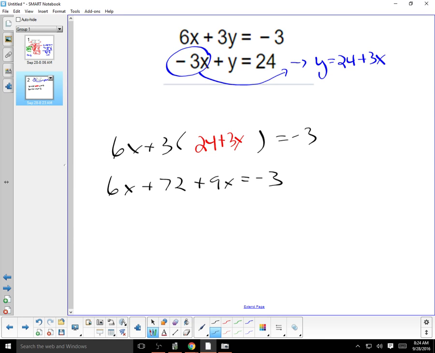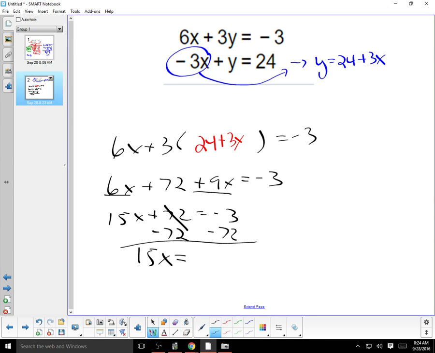So I just use my distributive property at this point. Okay, I'm going to combine the 6 and the 9. That's 15x plus 72 equals -3. Subtract that 72. That means that 15x is going to equal -75, which means x is equal to -5.